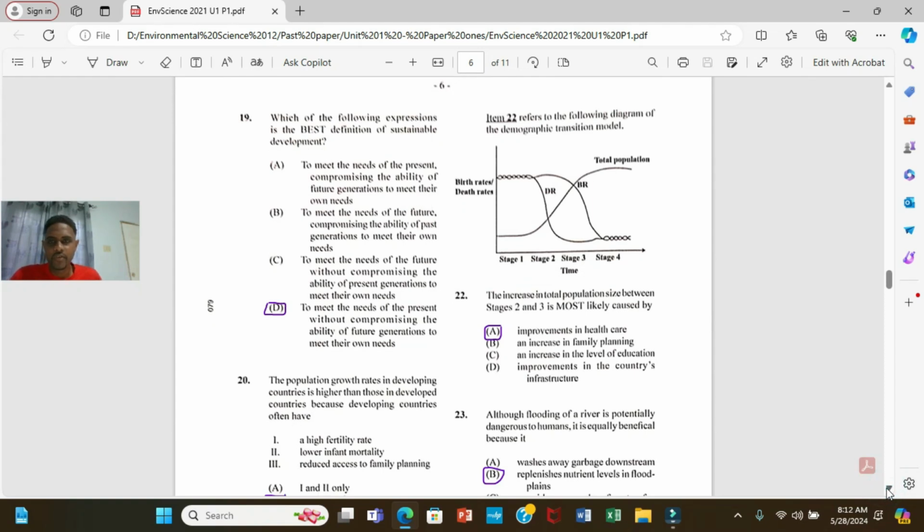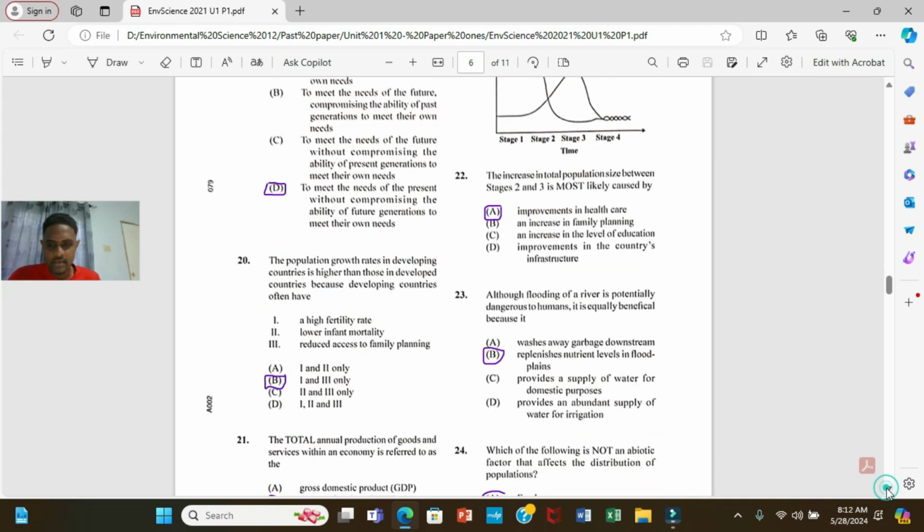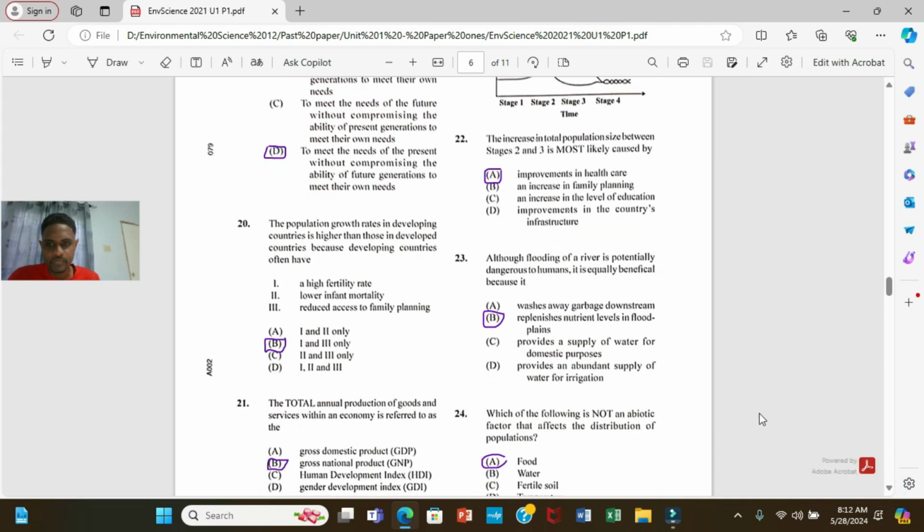Number 19, which of the following expressions is the best definition of sustainable development? The answer is D, to meet needs of the present without compromising the ability of future generations to meet their own needs. Number 20. The population growth rate in developing countries is higher than those in developed countries because developing countries often have, the answer is B, 1 and 3. 1, a high fertility rate, and 3, reduced access to family planning.